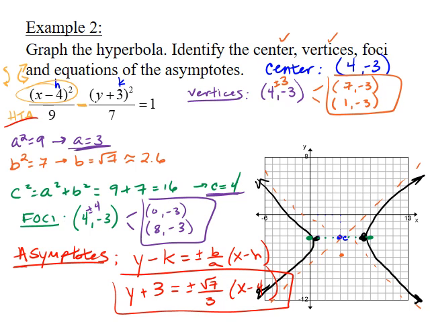This here is basically the point slope formula. If you want, you can go ahead and rewrite it into slope intercept. There you have it.